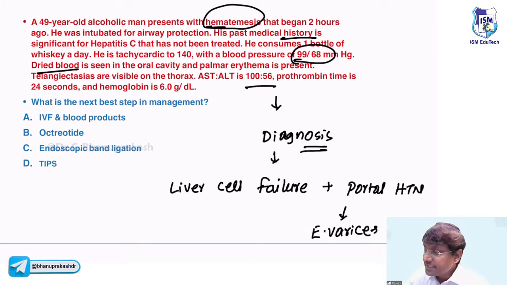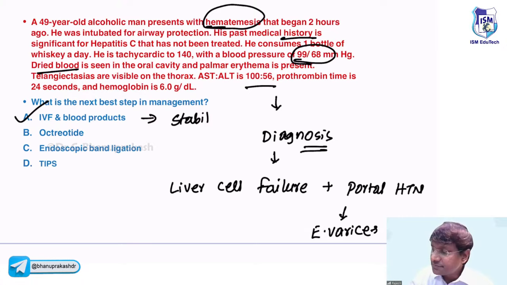So what do you think is the next best step? Please don't jump onto the drugs here. The next best step is IV fluids as well as blood products. What is very important in the treatment of portal hypertension causing rupture of the esophageal varices is to first stabilize the patient. After stabilizing the patient, then you can give the drugs.